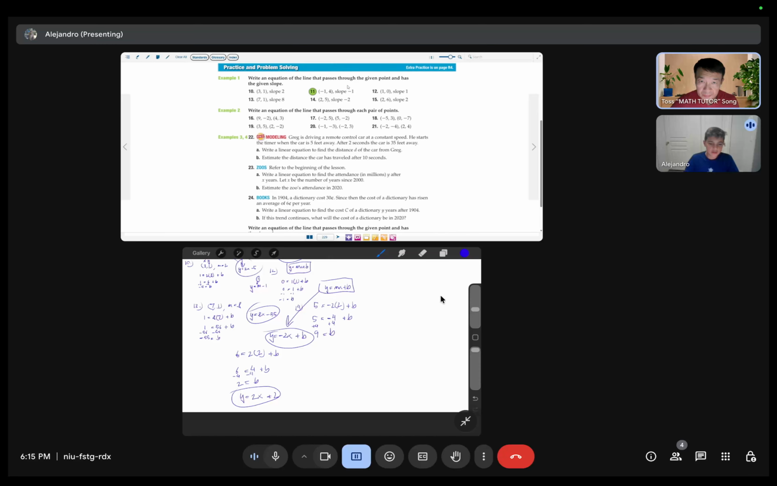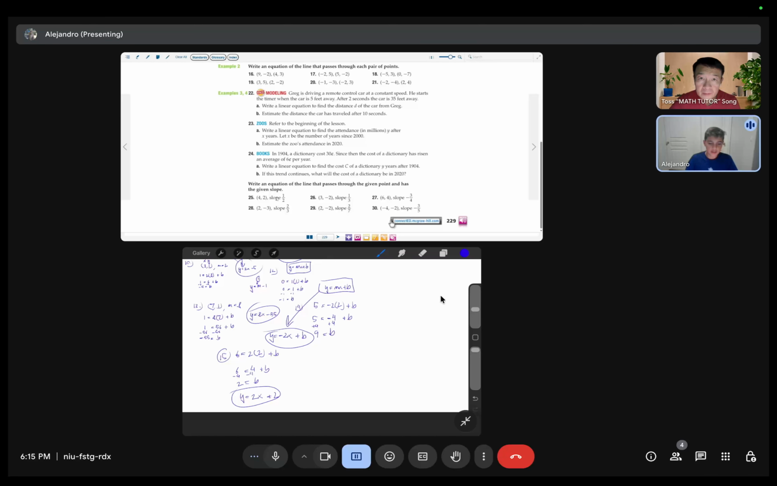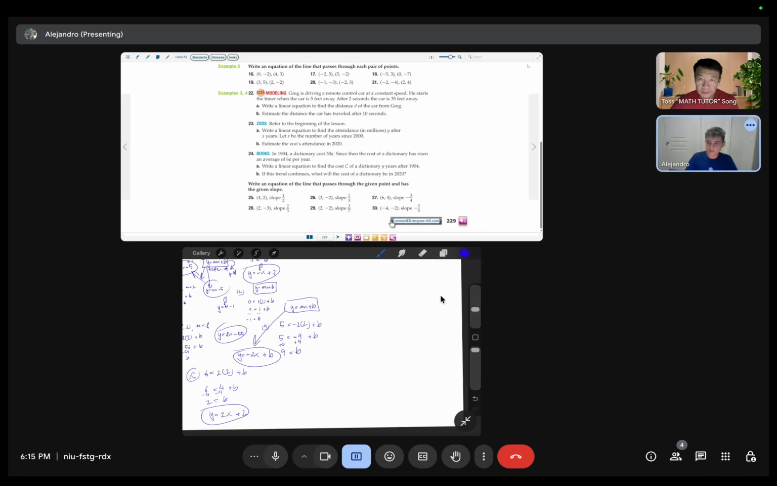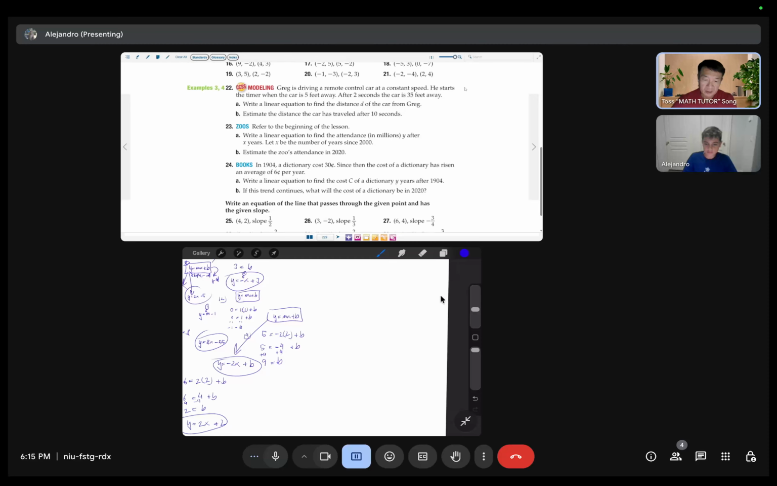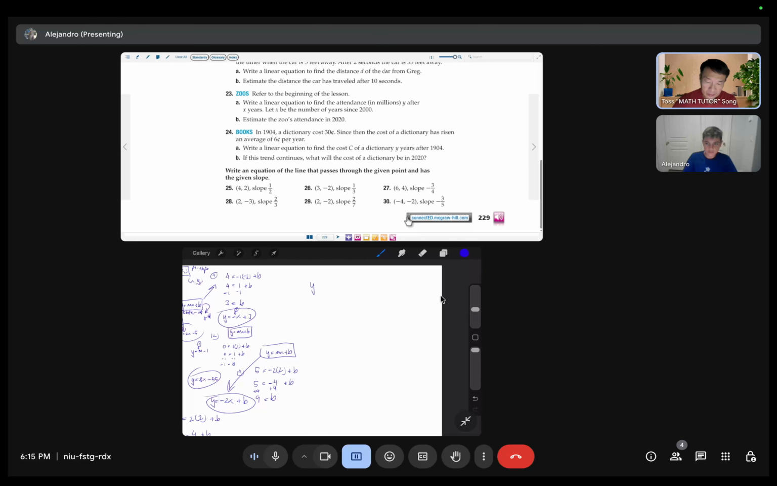This is number 15. It's 25 and 26. Okay, 25 and 26. Write an equation of a line passing through the given point and has the given slope. So it'll be the same, but this time your slopes are fractions. Okay, no problem. So I'll write the formula again.